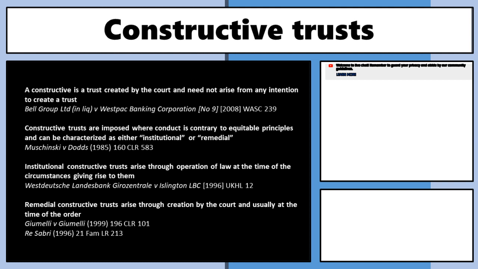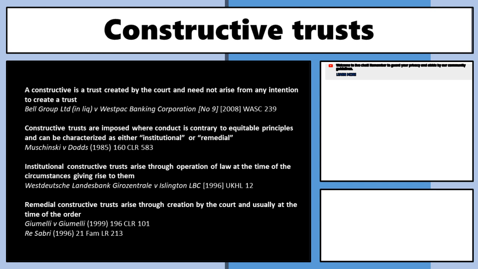And while he does think that it is sometimes unhelpful to have this distinction between institutional and remedial, nonetheless, it can be easier for us to understand it that way. It's easier for us to do that, which is why this lecture is split up to only talk about the institutional and not the remedial, notwithstanding the fact that that was what Muschinski and Dodds was about. The very last line, though, is important because of the dates.